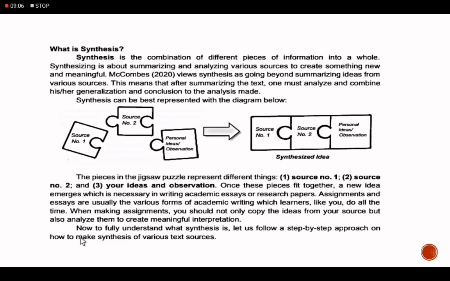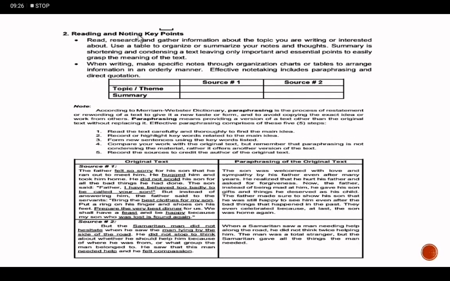Now, for us to fully understand what synthesis is, here's the step-by-step approach on how to make synthesis. Reading and noting key points. So here's how to read and note key points. We can use the skill of paraphrasing, providing a version of a text other than the original text without replacing it. Here's the original text, we paraphrase it. So that's reading and noting key points.